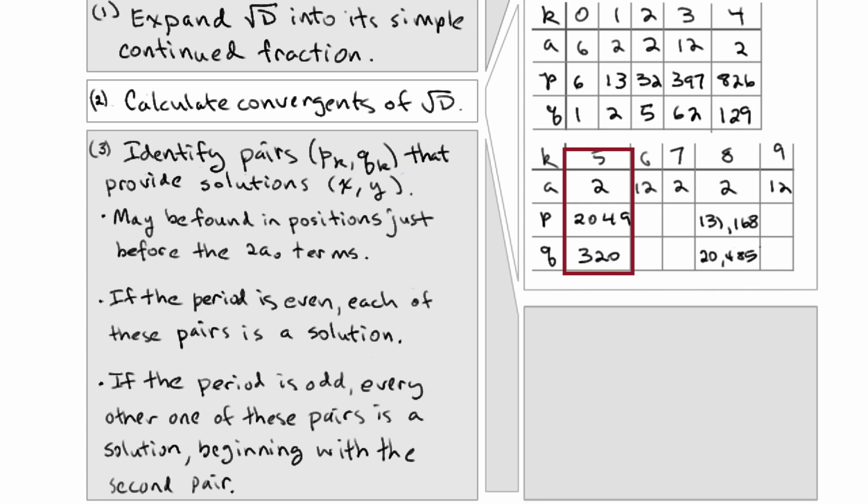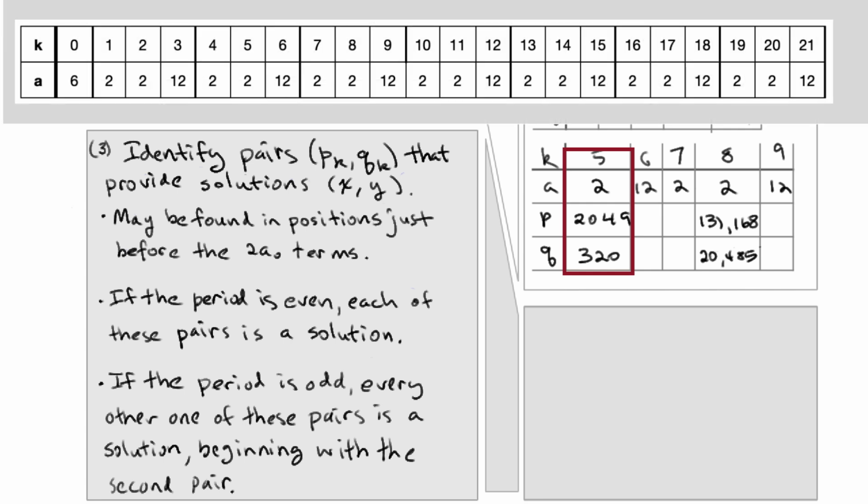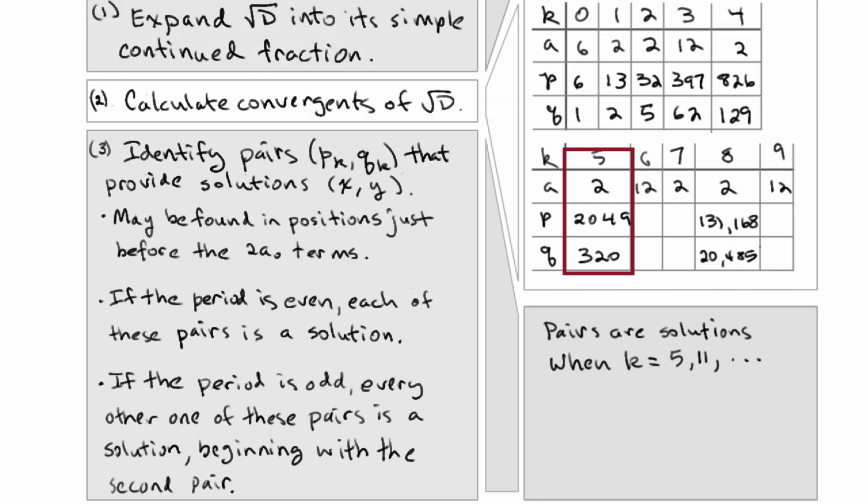Maybe it is easier to see the pattern with a simpler table like this. These columns have the 2 times a0 terms. These are the ones just before it, which may have the solution pairs, except we skip the first one, so this one has the first solution. After that, we use every other one. Therefore, we can see the solution pairs are in the columns for k equals 5, 11, 17, and so on, every 6th pair. The only solution pair on the screen is 2049 and 320.